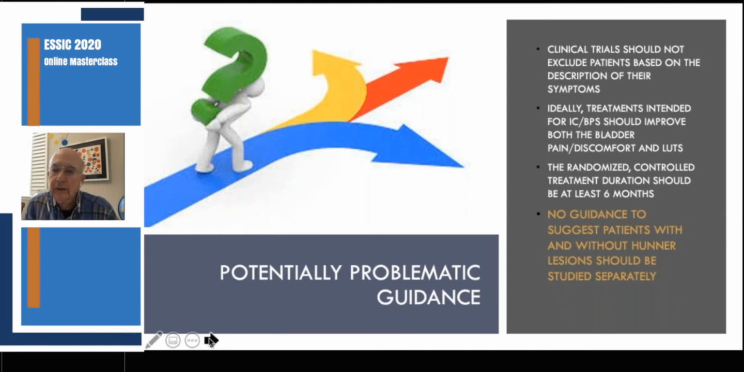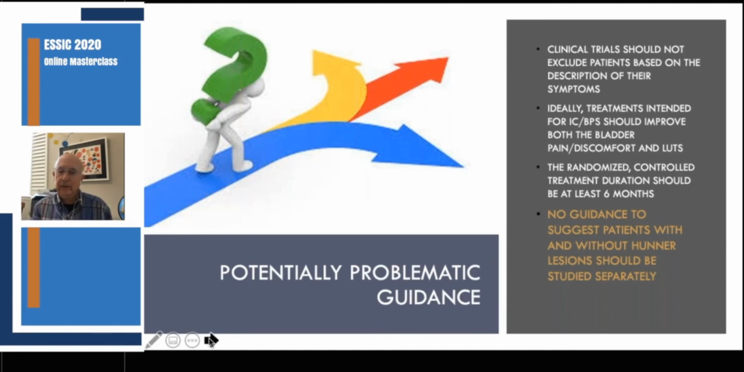Their third conclusion was that randomized controlled treatment duration should be at least 6 months. I would submit that this is far too long for a clinical trial, especially for a placebo-controlled trial, which is critical in evaluating bladder pain syndrome treatments. I would think 3 months should be adequate. And finally, there was no guidance to suggest patients with and without Hunner lesions should be studied separately.